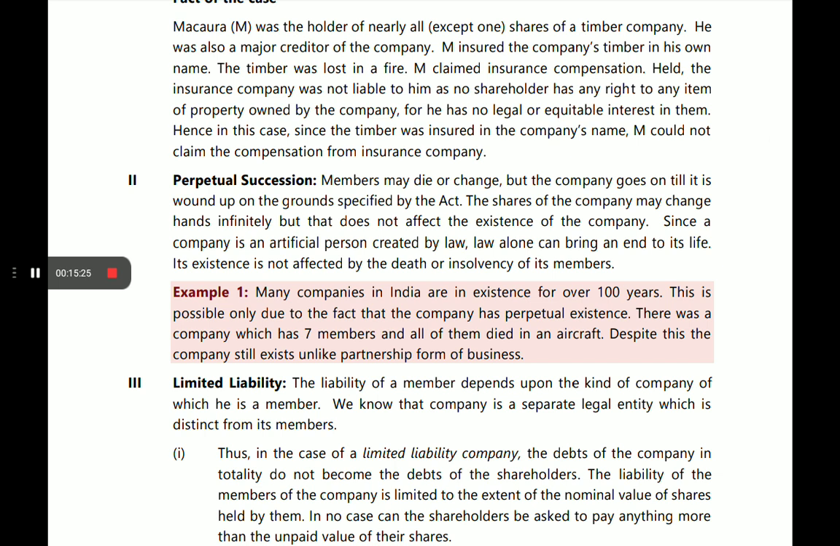Many companies in India are in existence for over 100 years. This is possible only due to the fact that the company has perpetual existence. There was a company which had 7 members and all of them died in an aircraft crash. Despite this, the company still exists. Unlike the partnership form of business.